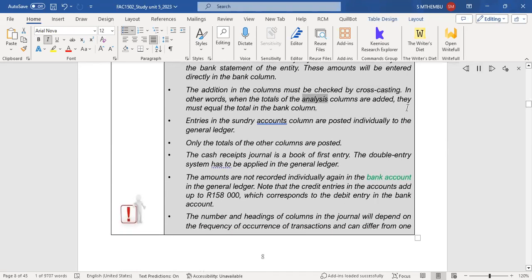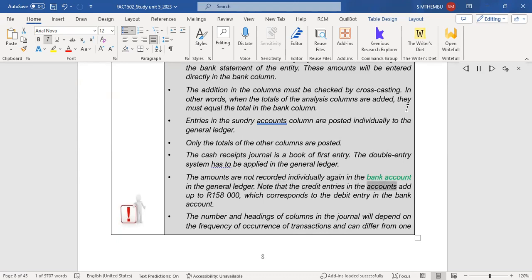In other words, when the totals of the analysis columns are added, they must equal the total in the bank column. Entries in the sundry accounts column are posted individually to the general ledger. Only the totals of the other columns are posted. The cash receipts journal is a book of first entry. The double entry system has to be applied in the general ledger. The amounts are not recorded individually again in the bank account in the general ledger.